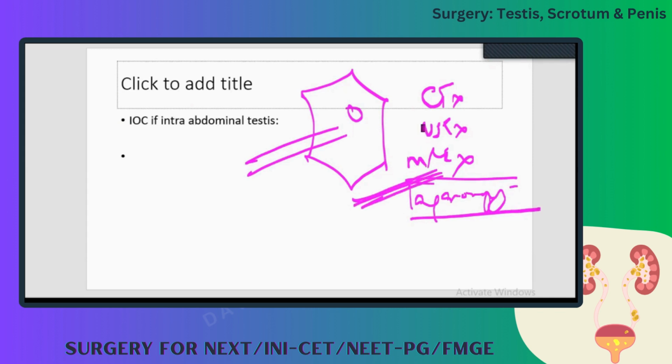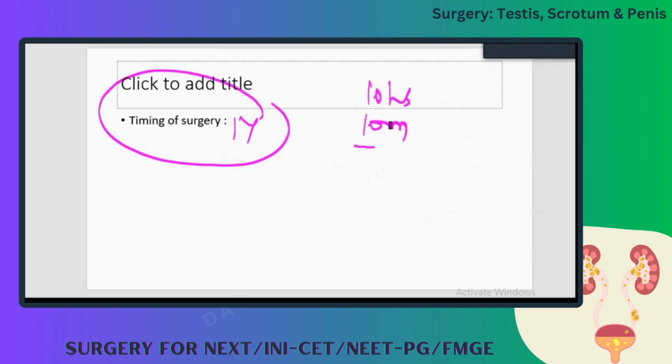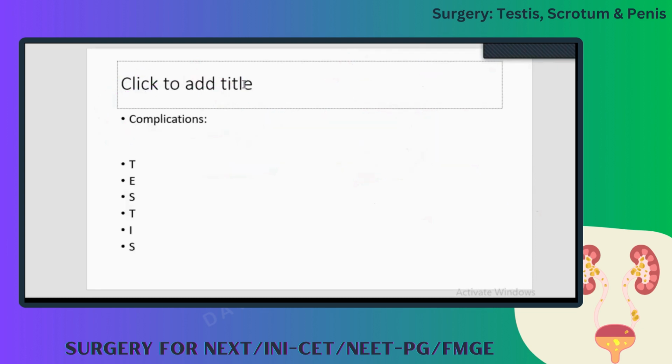Remember, important. Timing of surgery should be around 1 year. Less than 1 year, it should not be done. There is a small rule: hemoglobin should be 10, the patient should be around 10 months, and around 10 lbs. So the timing of surgery is around 1 year, 12 to 18 months to be precise.